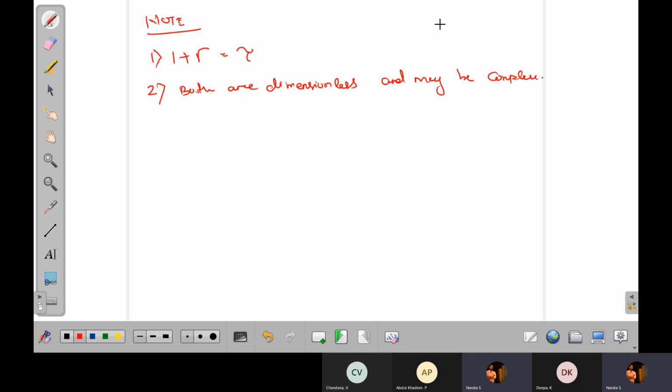Why can they be complex? Because they are dependent upon eta. This eta value can be complex if this is a lossy medium. Okay, eta can be complex for lossy medium. Now the third point is the range of tau is always between 0 to 1. 0 means nothing is reflected, 1 means everything is reflected.